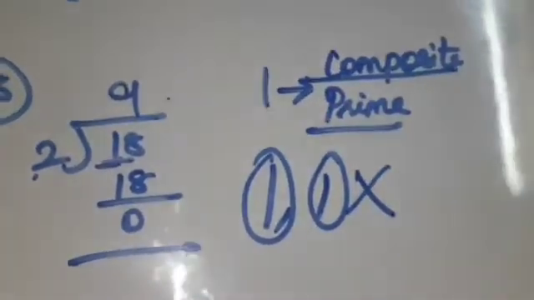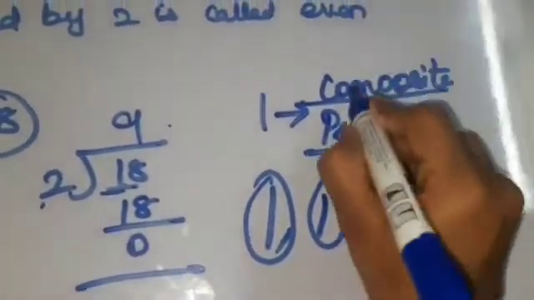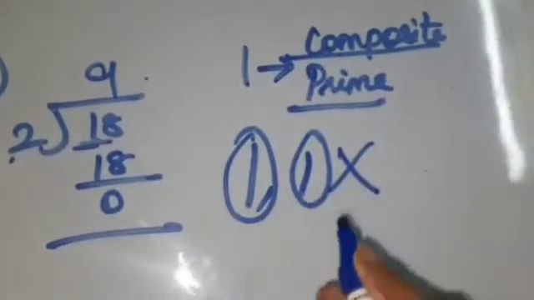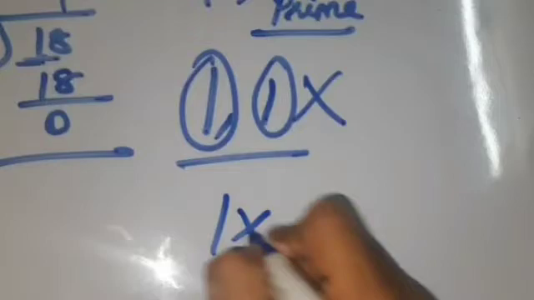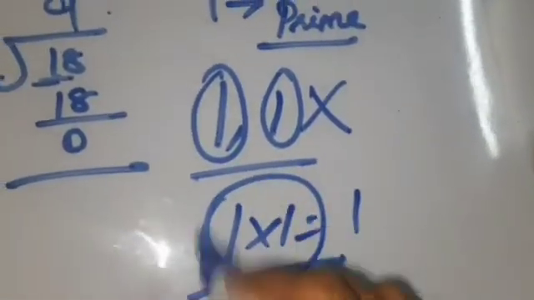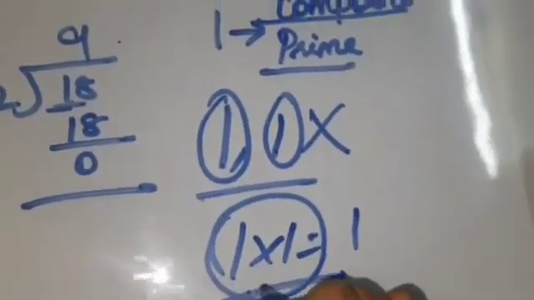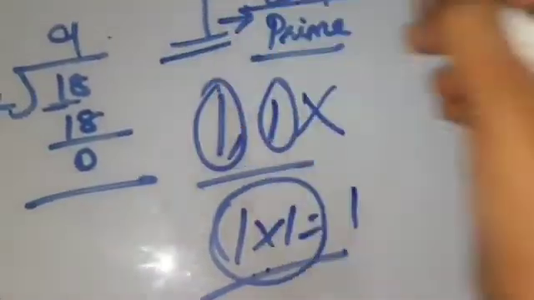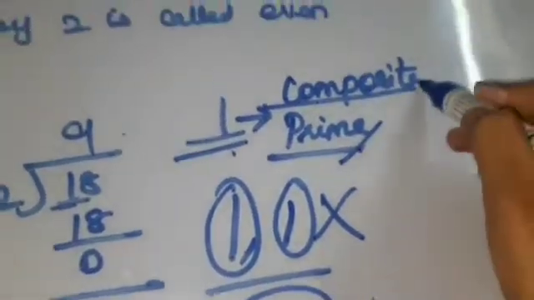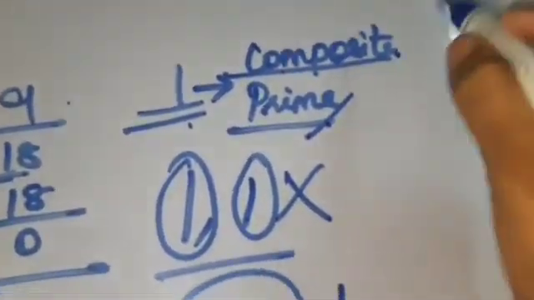Why is 1 not a composite number? I told you a composite number should have more than 2 factors. So here you see 1 into 1 equals 1. So, the number 1 is not a composite number. Other than the 1 table, there are no other tables. The number 1 is neither a prime number nor a composite number.